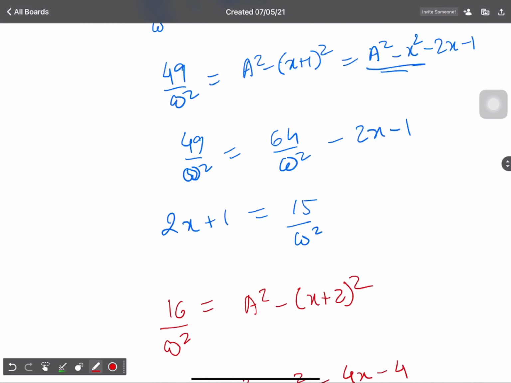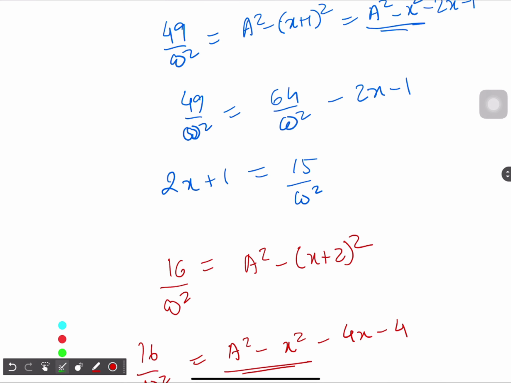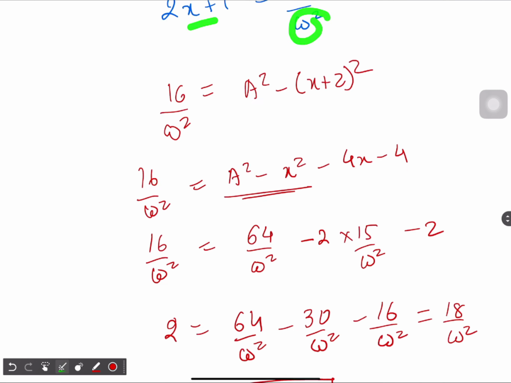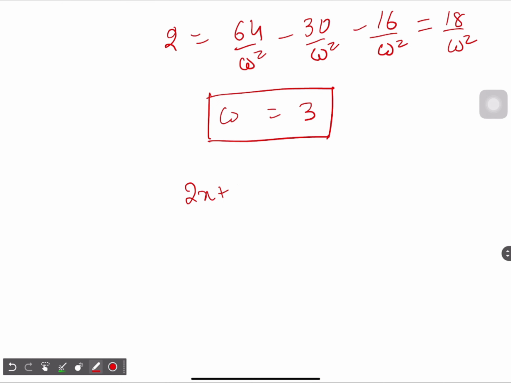Since we know the value of omega, we can put it over here to find x. So 2x plus 1 equal to 15 by omega square, that is equal to 15 by 9. So x will be equal to 6 by 9, 3 by 9, that is 1 by 3 centimeter. So I found x.